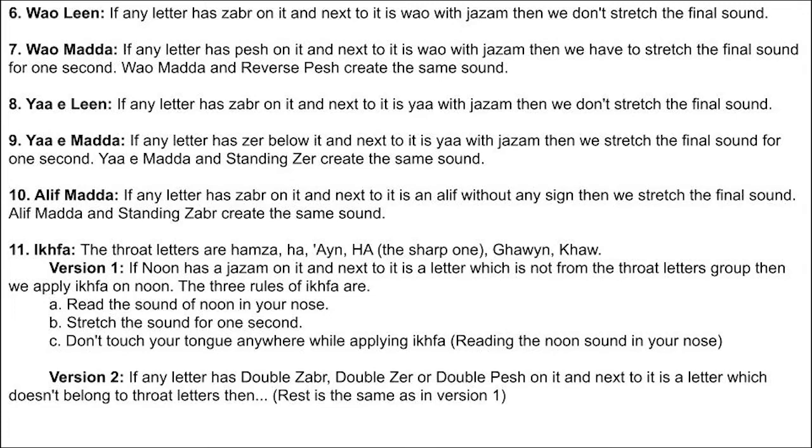Yailin. If any letter has zabar on it and next to it is ya with jazm, then we don't stretch the final sound. Ya madda. If any letter has zair below it and next to it is ya with jazm, then we stretch the final sound for 1 second. Ya madda and standing zair create the same sound.